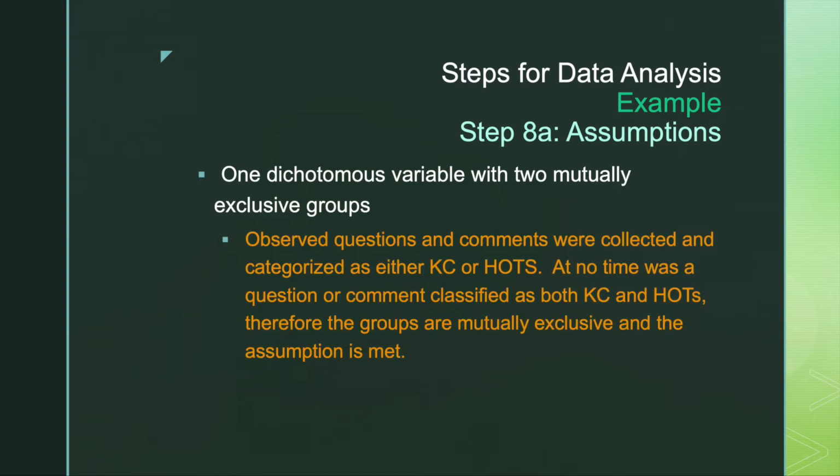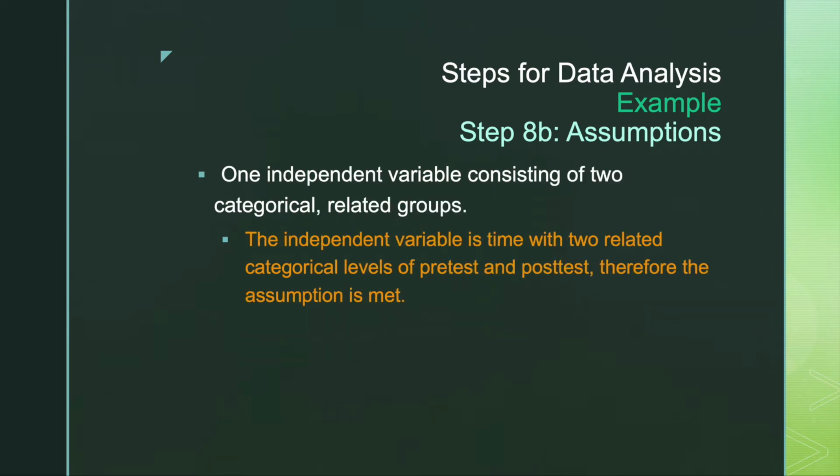So for the first one, our dichotomous variable is our dependent variable, which consists of either KC or HOTS as our labeling. And these groups are mutually exclusive, which means no overlap, meaning that no question or comment was ever classified as both a KC and a HOT question. So they are always categorized as one or the other. Therefore, these groups are mutually exclusive, and this assumption is met.